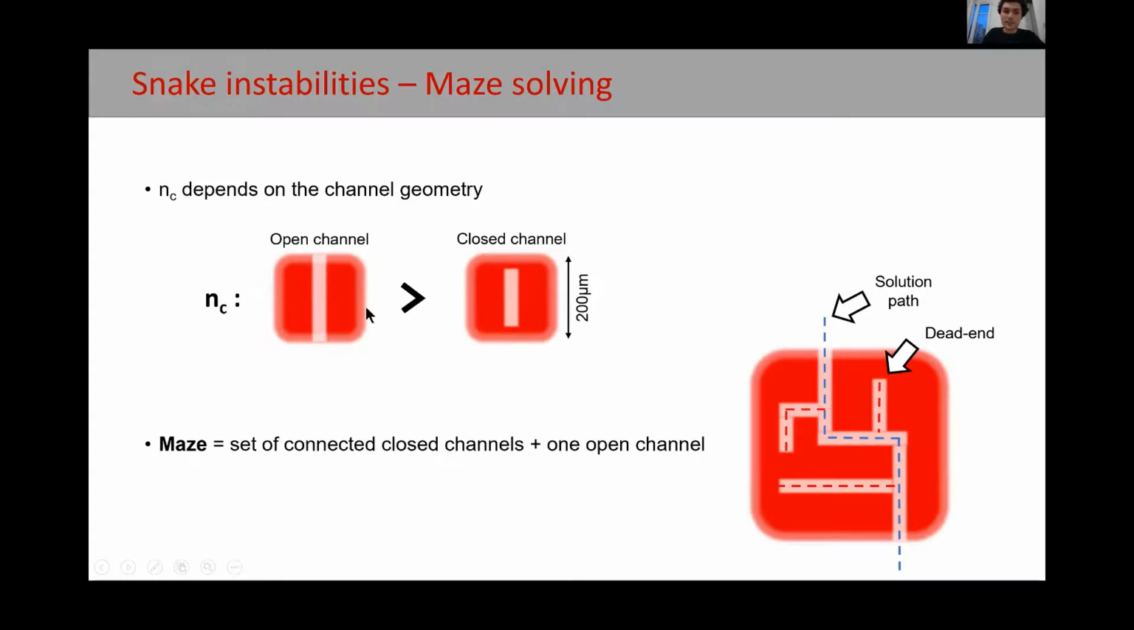Now we can exploit this difference in order to solve an analog maze in our fluid. So what we call an analog maze is a set of connected closed channels, here, here, and one open channel. The three closed channels represent the dead ends of the maze, while the open channel is the solution path of the maze. So we tried to reproduce very basically such a maze in our polariton fluid by imprinting into it a cross shape.